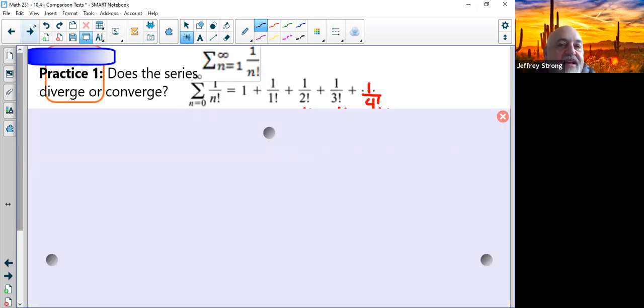All right, so practice 1. So here, does the series 1 over n factorial diverge or converge? Okay, so 1 over n factorial, that would be 1 over, and n is going to go from 0 to infinity. So 0 factorial, remember, is 1. So this would be 1 over 1 plus 1 over 1 factorial plus 1 over 2 factorial plus 1 over 3 factorial plus 1 over 4 factorial, and so on. Okay, so go ahead and pause the recording and see if you can work this out and figure out if it converges or diverges, and then we'll go over it.